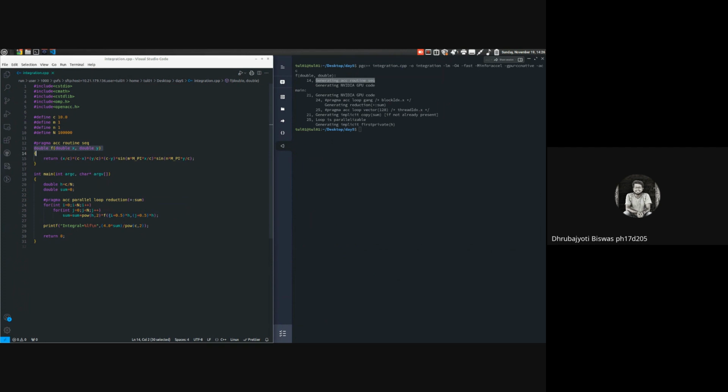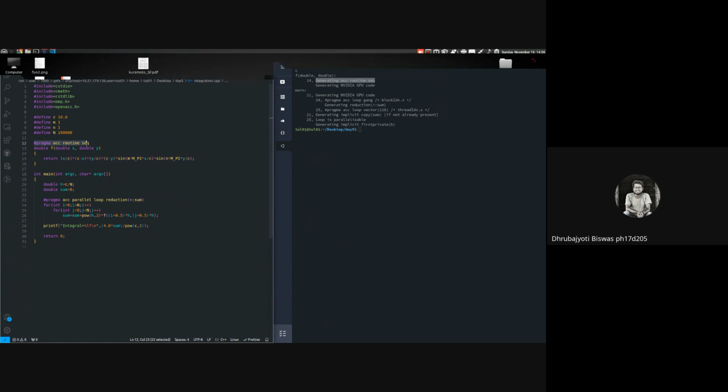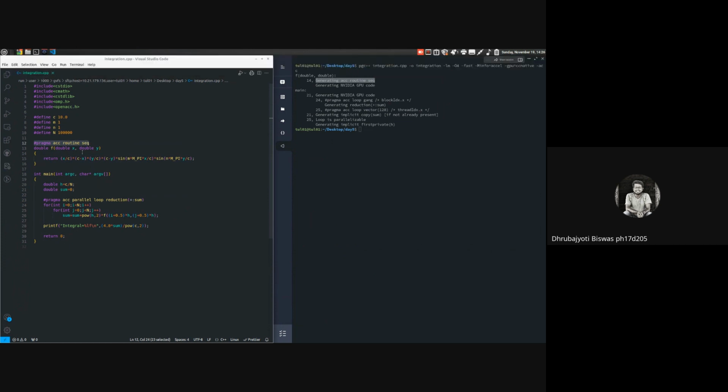For example, I have used a function f here, which is my integrand. You have to write the function f somewhere to tell the compiler that this function is going to be executed on the GPU. The compiler has to create a version of this function to execute on the GPU. To tell the compiler to do that, you have to include another pragma. That pragma is hash pragma ACC routine.